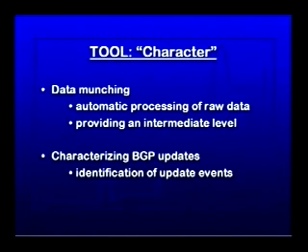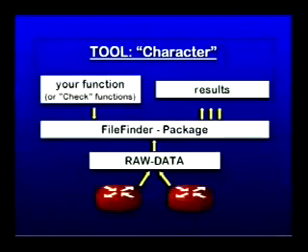It operates mainly on two levels. The first level takes care of the processing of the raw data and all low-level details. So it provides you with an intermediate abstraction level, and on this basis you can then develop useful functions for the classification and characterization of BGP updates. So this is exactly how the tool works.